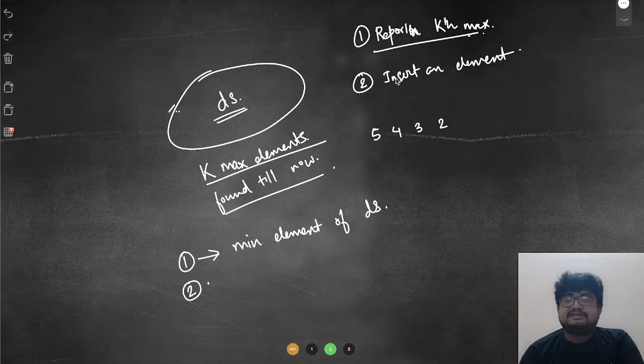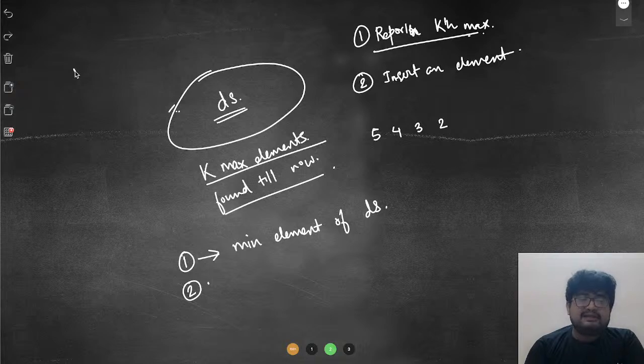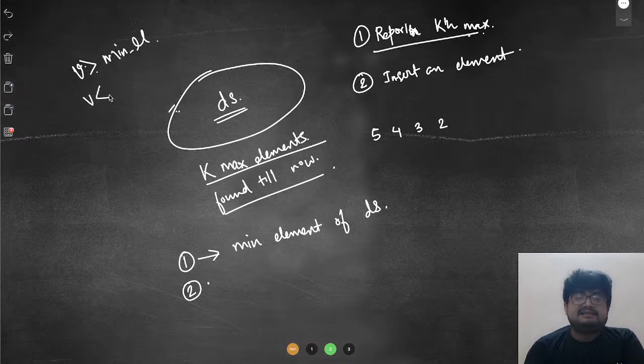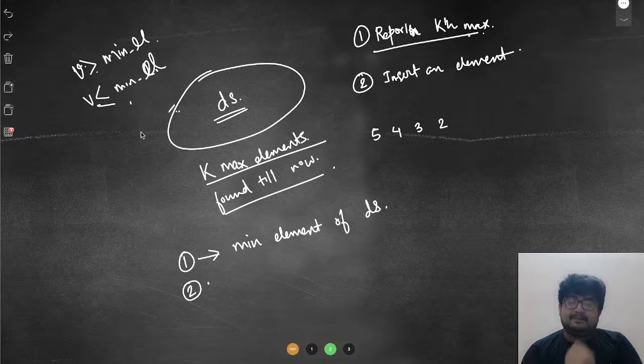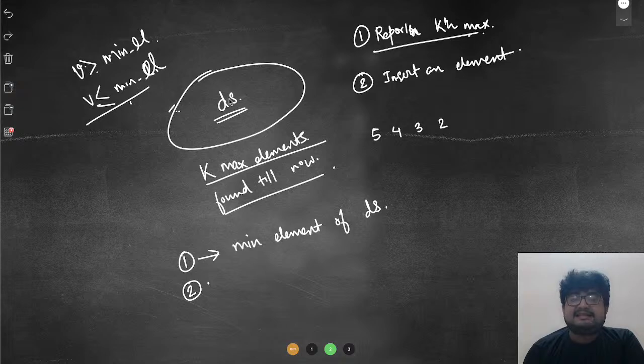The second operation is insert an element. Now two conditions can happen. First, the newly inserted element v is greater than the min element, and second, v is less than or equal to the min element. In the second case, when v is less than or equal to the minimum element, does it fall under the category of the k maximum elements that we have found till now? No, right? So it doesn't fall in the category.